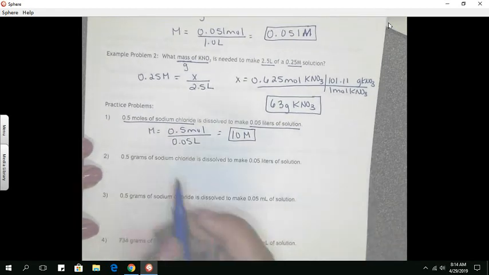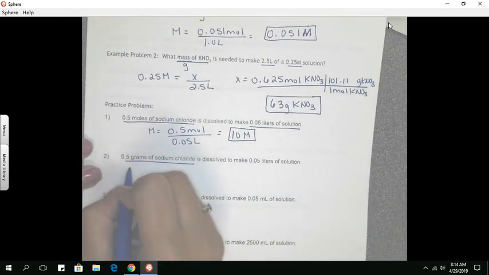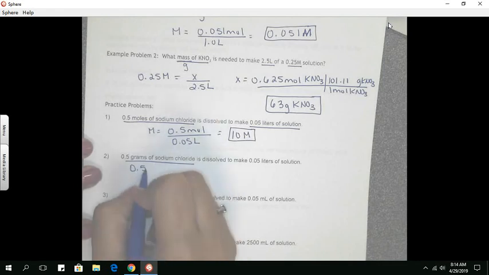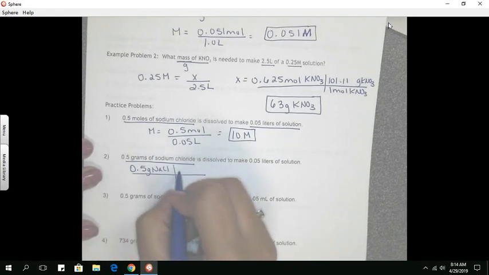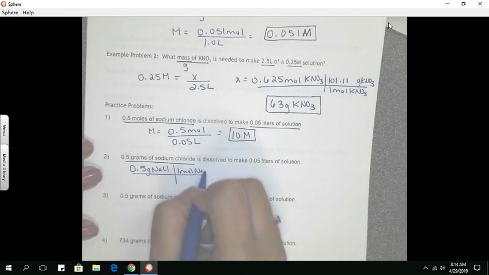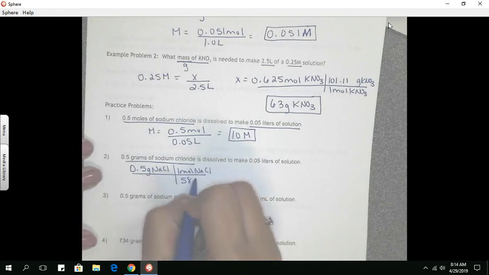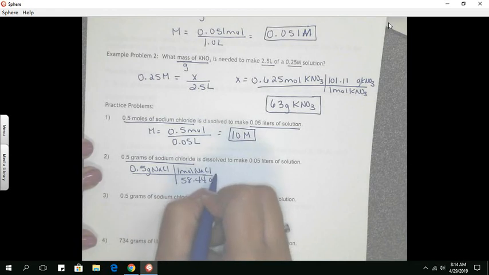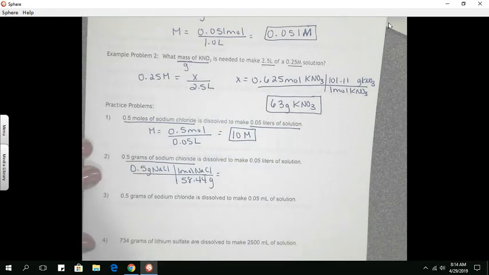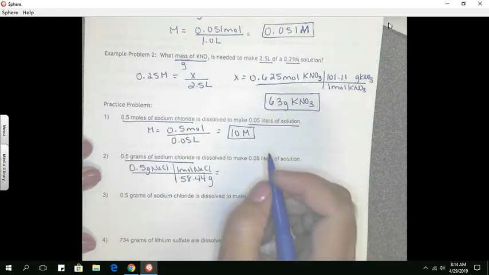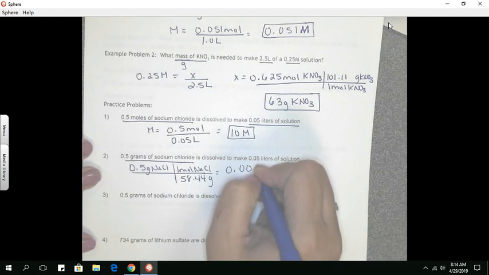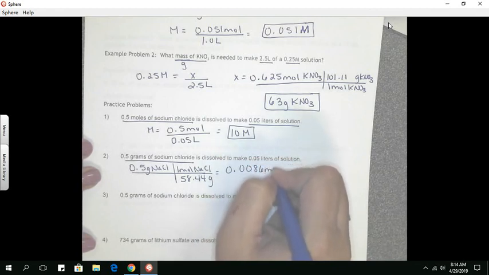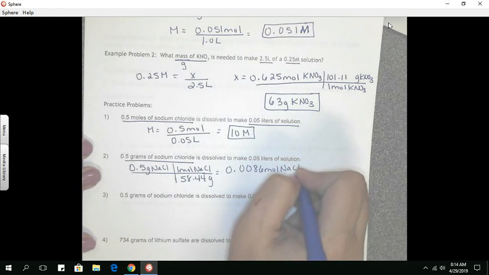Alright, so then we have 0.5 grams of sodium chloride. Again, our formula for molarity has moles, so we need to convert this into moles first. So our 1 mole of sodium chloride, we did this problem previously, is 58.44 grams. And if we divide, we get 0.0086 moles of sodium chloride.